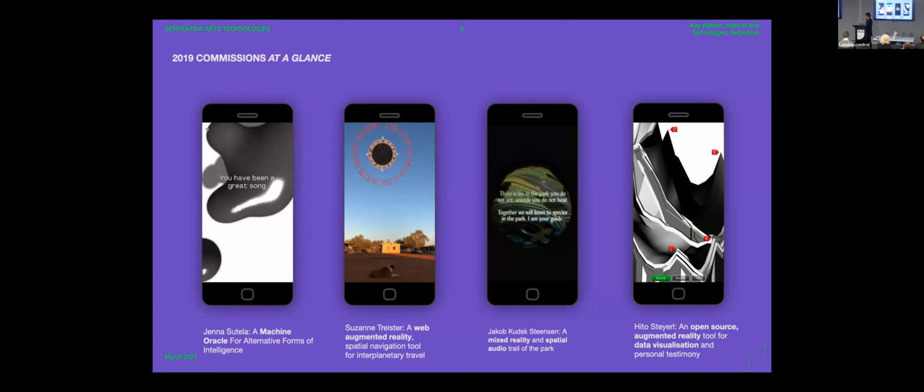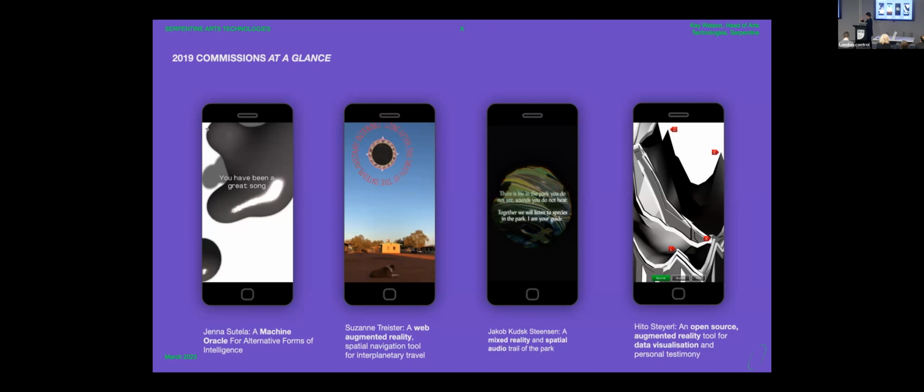So this was Sutella, a co-commission with Moderna Museet, looking at oracles, and we built an oracle that functions through a series of lava lamp heads, which have now joined the collection of Chiasma. Suzanne Treister, obviously wonderful. We worked with her on a book with an accompanying web AR app, looking at black holes, and that came out of some of her research that she was doing at CERN.